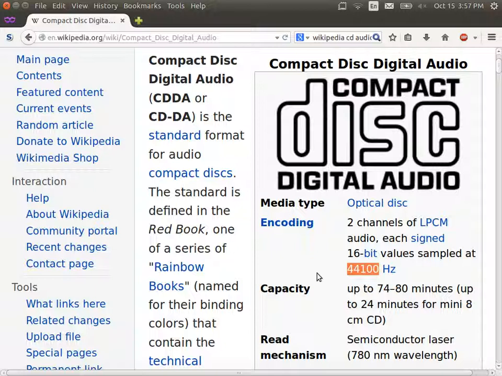Here it says the capacity of a CD, it varies. How big is a CD in terms of megabytes? Anyone remember? 700, 750 megabytes. All right, let's say it's 750 megabytes. Okay. If the CD can contain 750 megabytes of data, then the question is, how many minutes of audio can it contain?